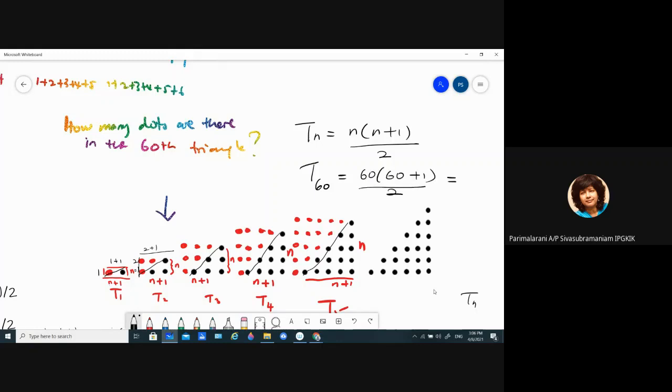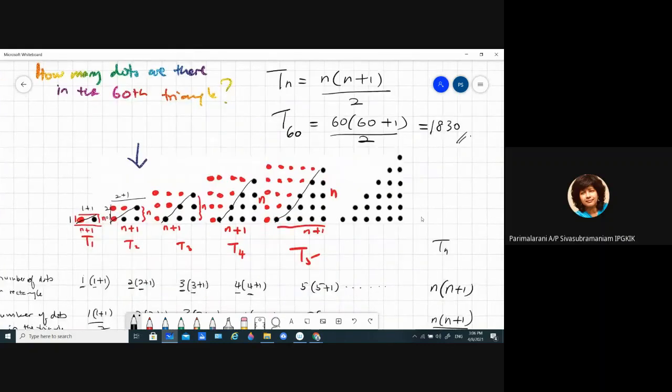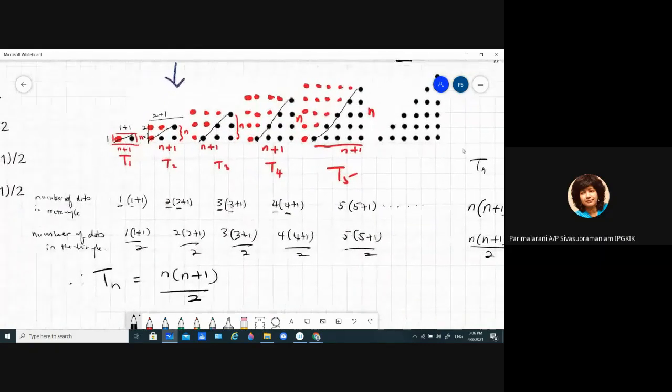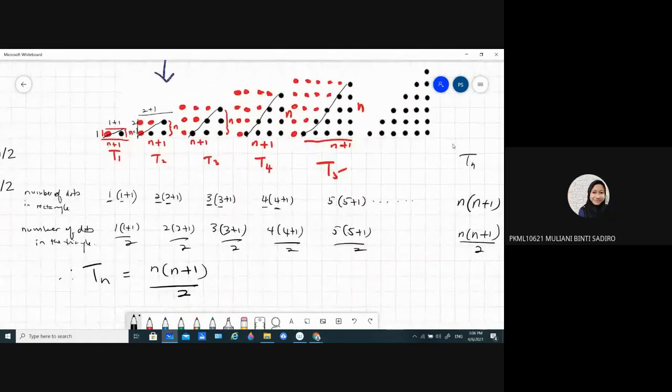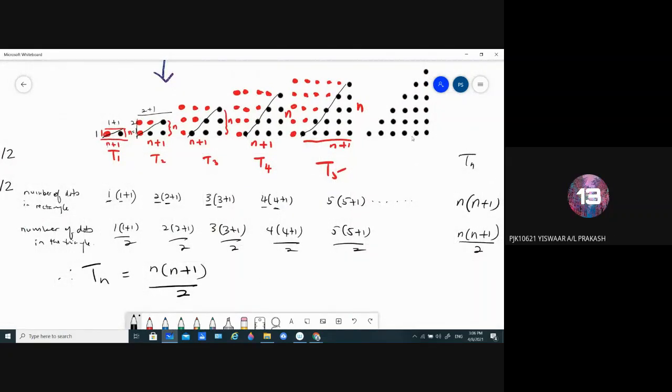How much is this? 1830, correct? Yes. Okay, so that's the answer. So do you understand how the formula is derived here? Yes, madam. Okay, good. So that is triangular numbers, okay?